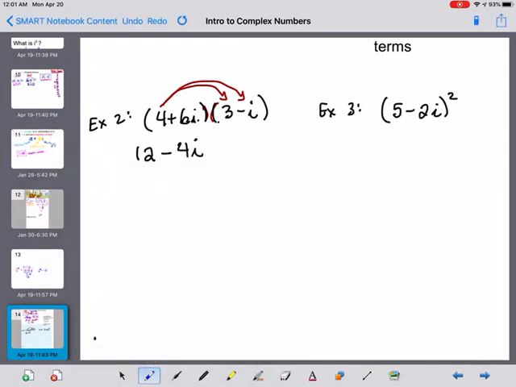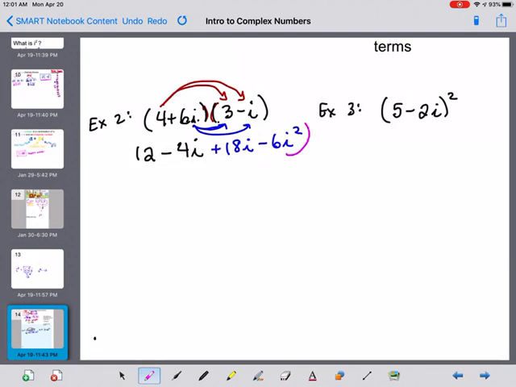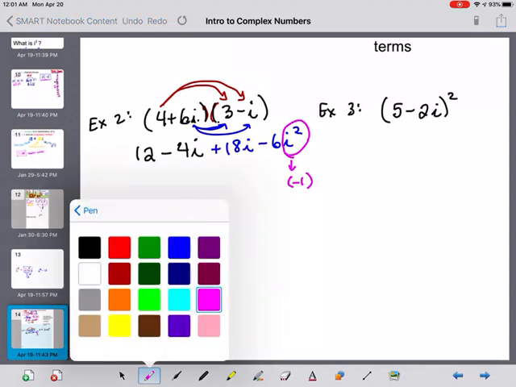Now I'm going to distribute the 6i to each of those. 6i times 3 is positive 18i, and 6i times negative i is negative 6i squared. Something should pop out to you, and that's the i squared. Remember that we said whenever we have an i squared, we're going to replace it with a negative 1 every time we have an i squared.